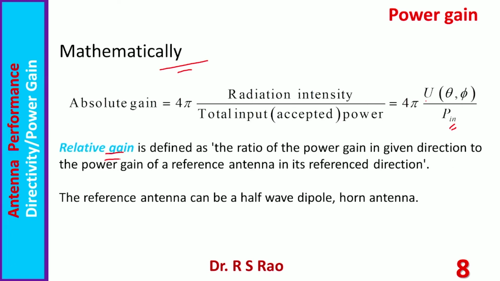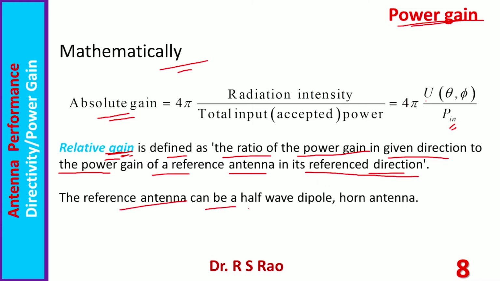Relative gain is another term. Power gain has two terms: absolute gain and relative gain. So far we considered absolute power gain, now relative power gain. It is defined as the ratio of power gain in a given direction to the power gain of a reference antenna in its reference direction. The reference antenna can be a half-wave dipole or it can be a horn antenna.